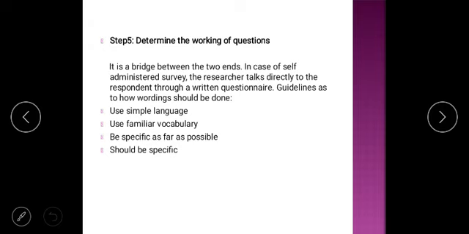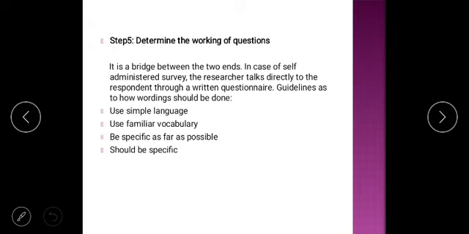The next step is determining the wording of the questions. Here, questionnaires will work only if certain qualities are highlighted. What qualities should be highlighted? The first point I have already mentioned is to use simple language, because simple language is always easy to understand. The next is to use familiar vocabulary. As a common man, if we use scientific words, he cannot understand them, so more scientific words should not be used.